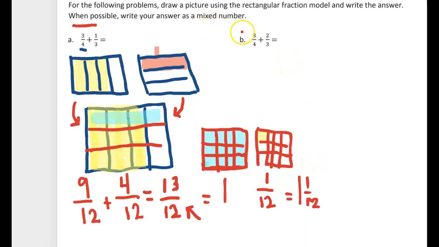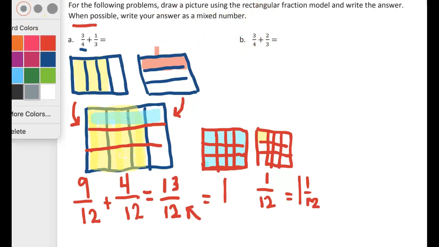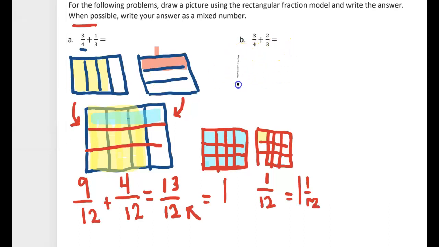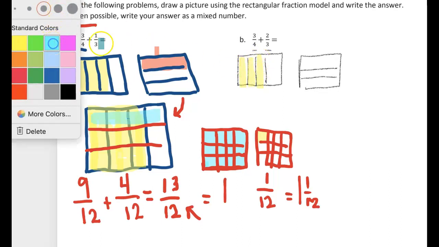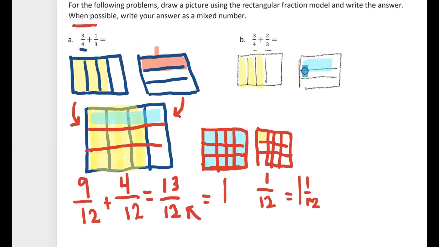So you'll do the same thing for B. You've got 3/4 plus 2/3. Okay, so what I'm going to do is draw a model. So here's my model for 3/4, I need 4 units, so 1, 2, 3, 4, and then I need 3 units, just like before. 1, 2, 3. When I shade, I'm going to shade 3/4, so 1, 2, 3, and then I'm going to shade 2/3, so 1, 2.